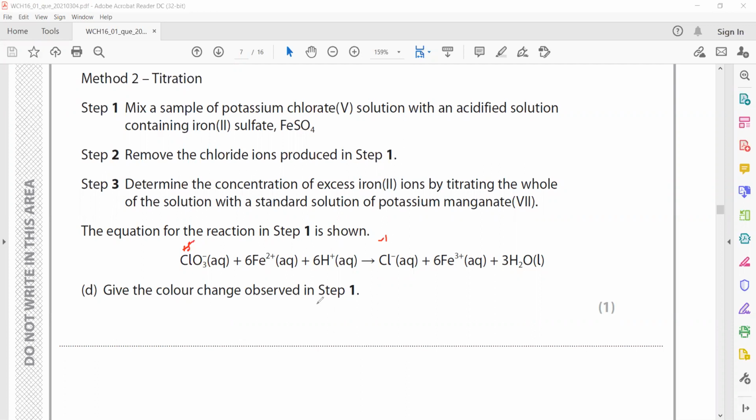The color change observed in step 1. So what is the color change observed in step 1? We have iron(II) changing into iron(III). Iron(II) originally should be green in color, and then iron(II) changes to iron(III); iron(II) is green, and iron(III) is red-brown, or if it has a lower concentration then yellow-brown is also the right answer.